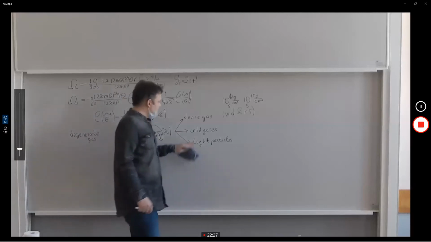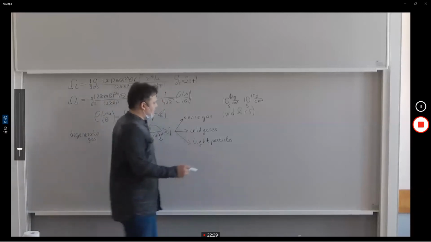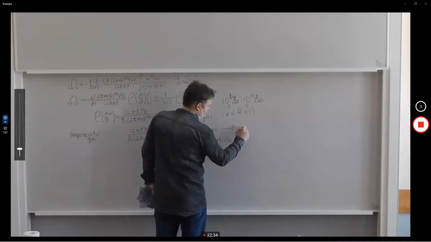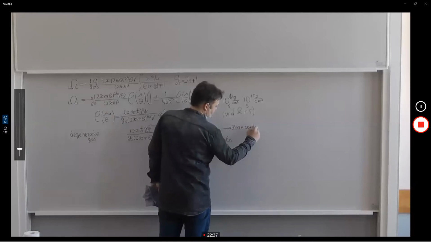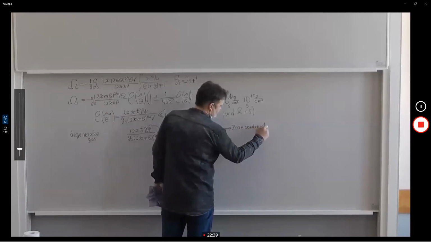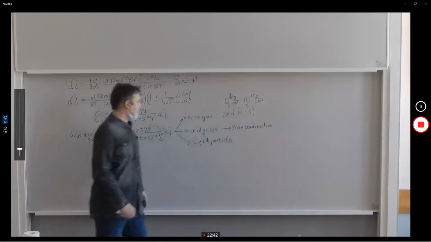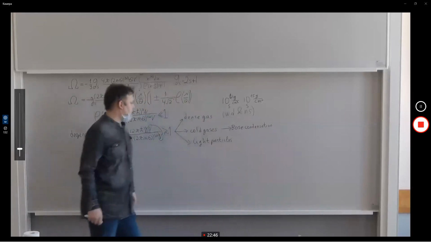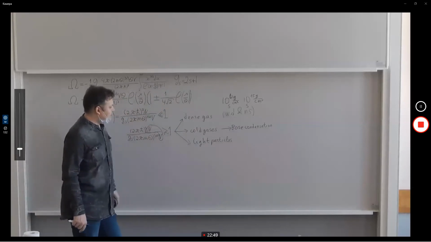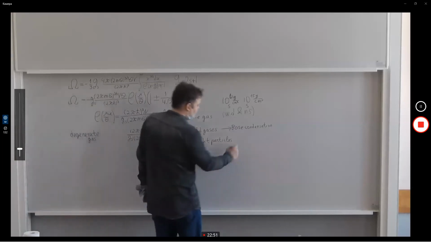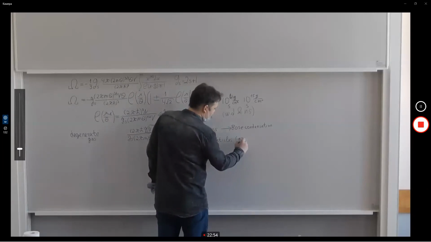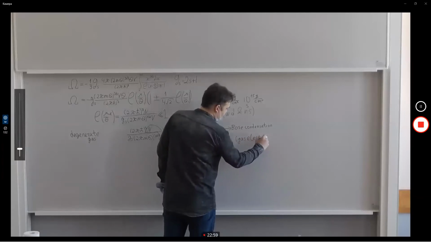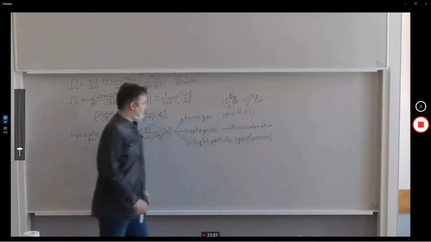Now, cold gases, we see the effect of Bose condensation. And light particles, the well-known light particle is the electron. So the most interesting case is the case of electrons.